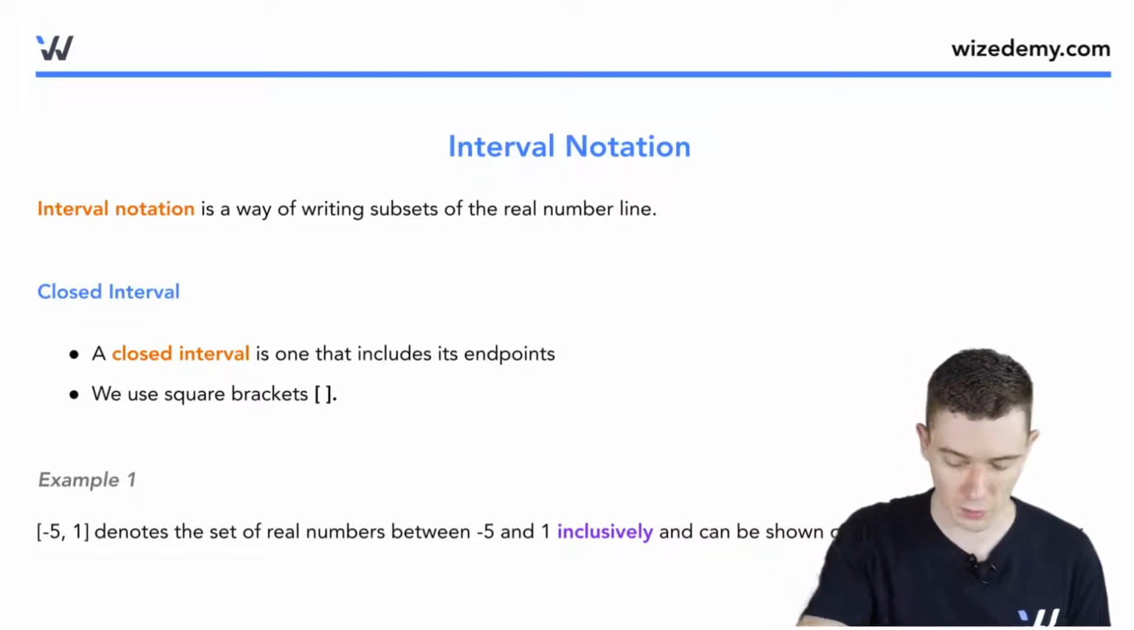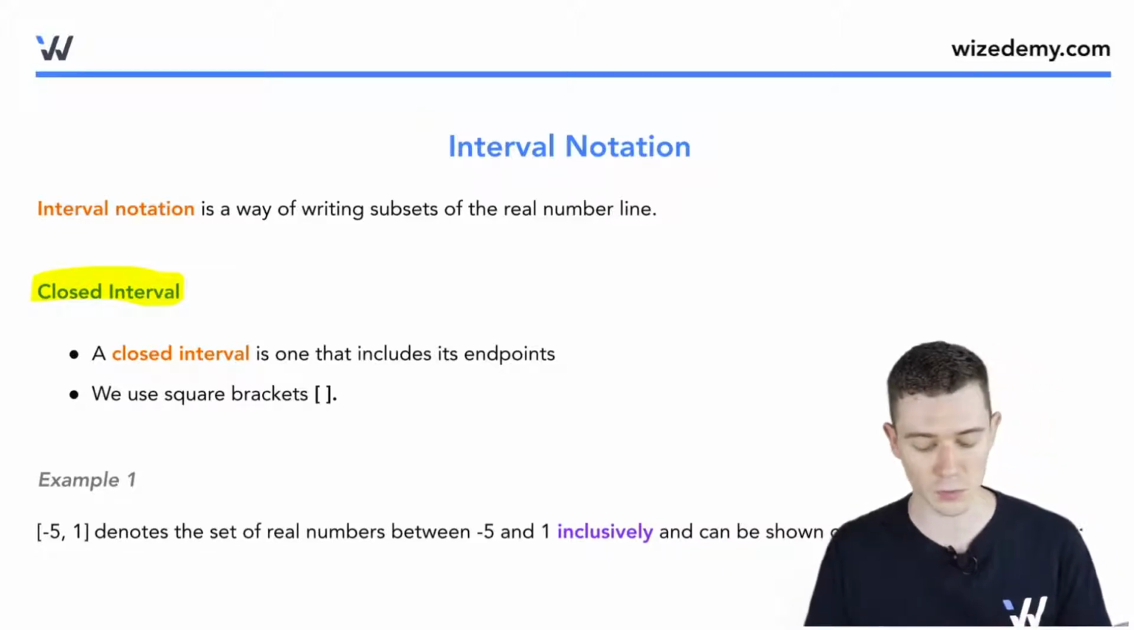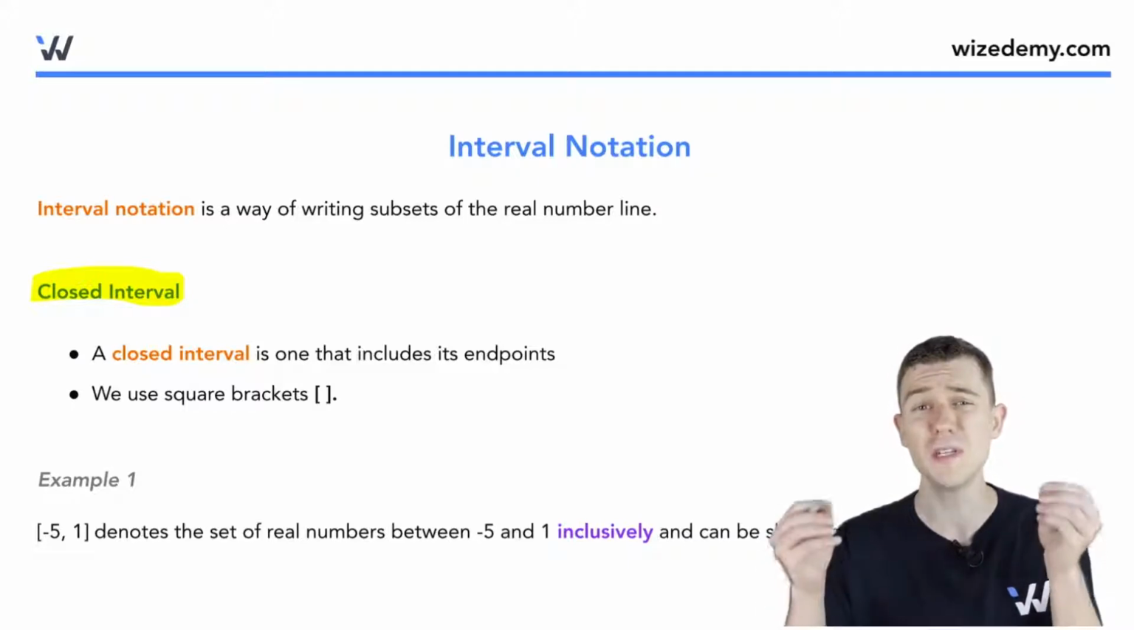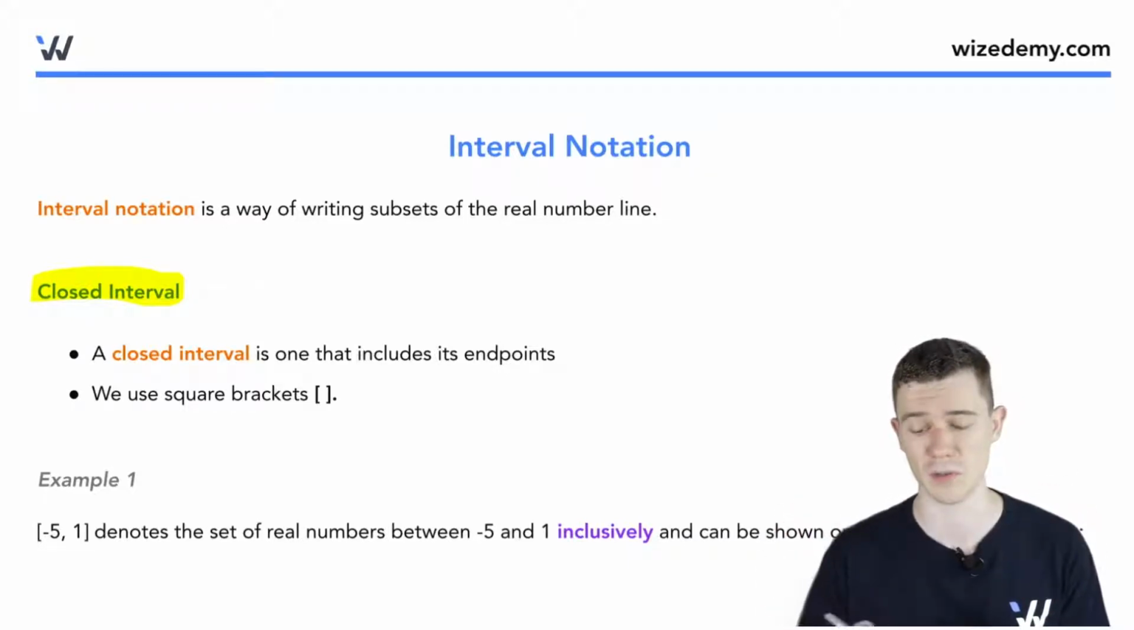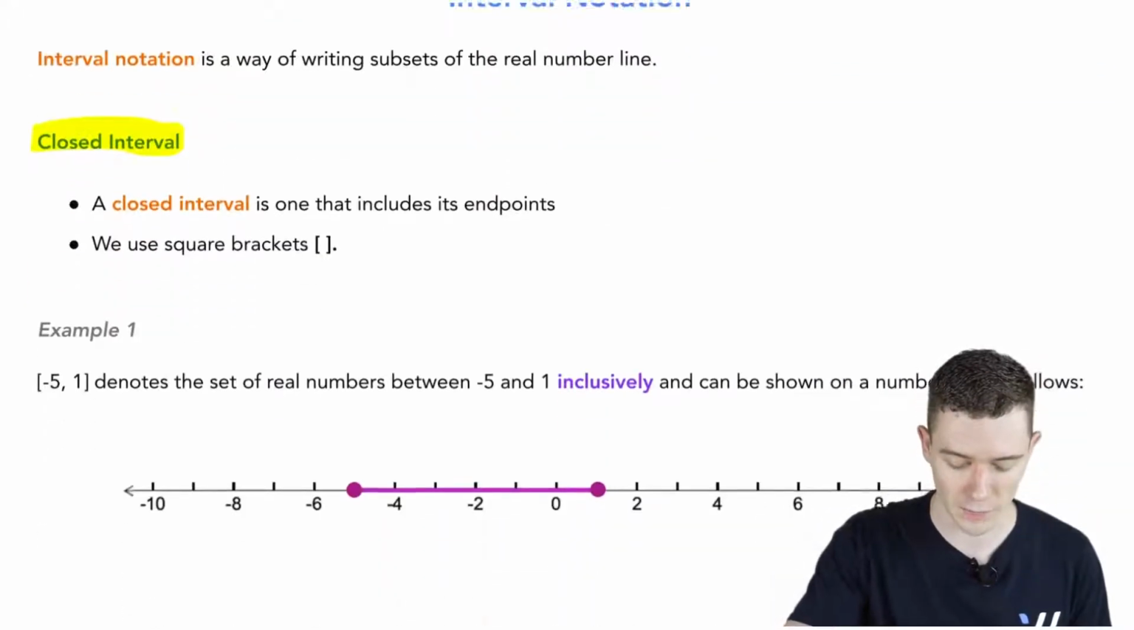Closed intervals look like this. Closed intervals are surrounded by brackets. Brackets mean we include the endpoints of those range of numbers. This is what it looks like graphically.